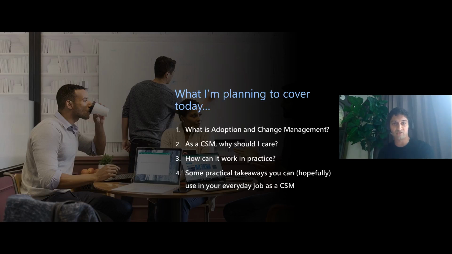So here's what I'm planning to cover today. The first thing is, what is adoption and change management? And this is mainly because there's varying opinions of what exactly it means. The second thing is the why. So as a CSM, why should I care, right? The third thing is around the how. So how does it actually work in practice? How do we use it at Microsoft, and how you can use it in your orgs as a CSM? And then finally, some practical takeaways that hopefully you all find useful in your day-to-day role as a CSM.